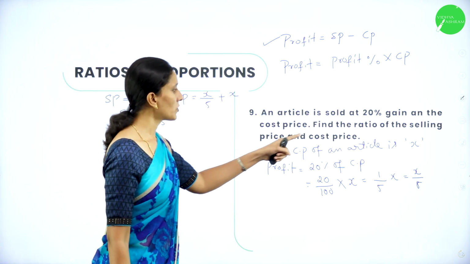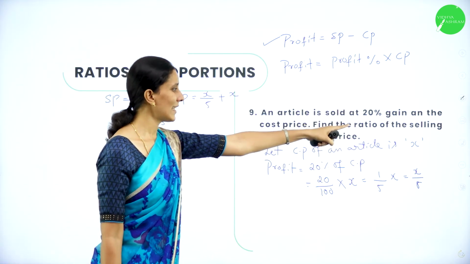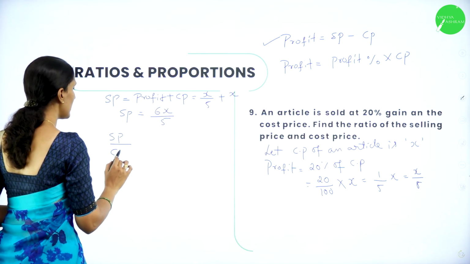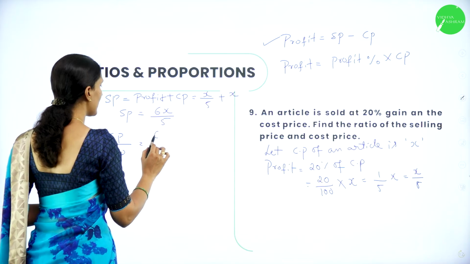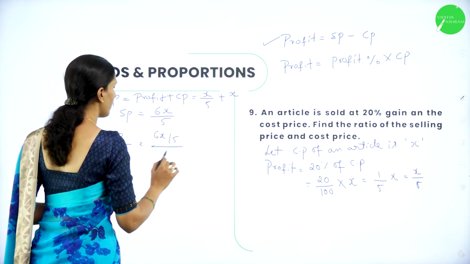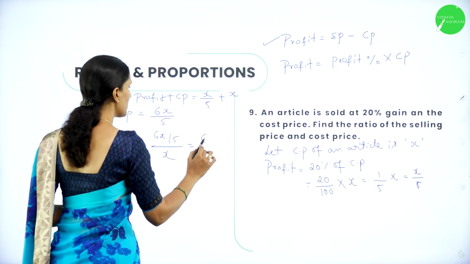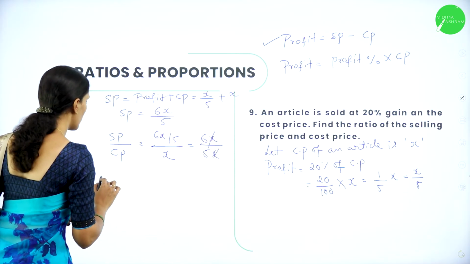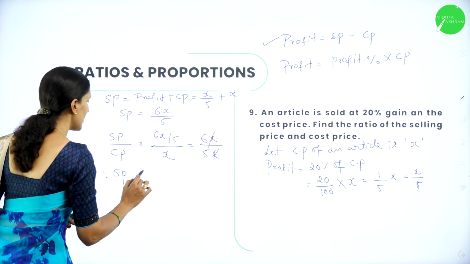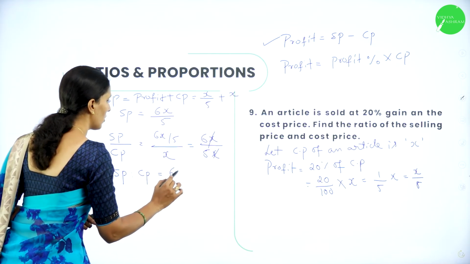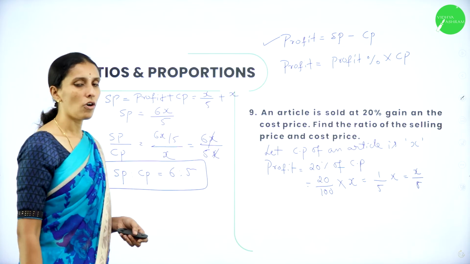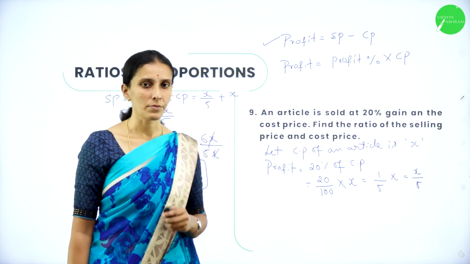Now we are supposed to take the ratio of selling price and cost price. So SP by CP. So that is 6X by 5 divided by X. So this becomes 6X by 5X. X and X get cancelled. So therefore, selling price is to cost price is equal to 6:5. So this is your ratio of selling price and cost price.